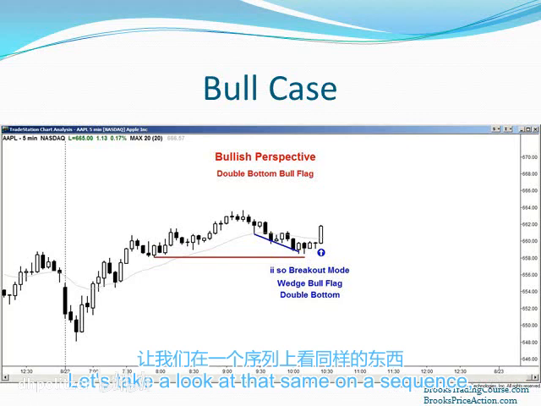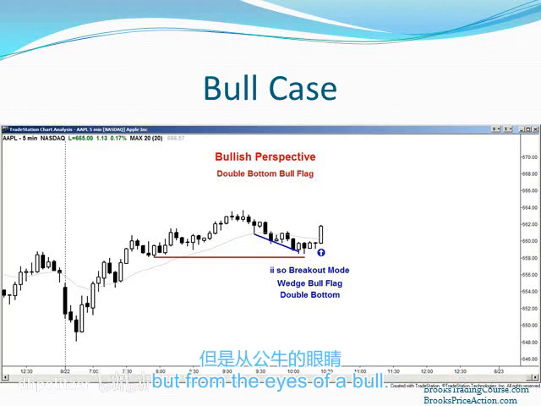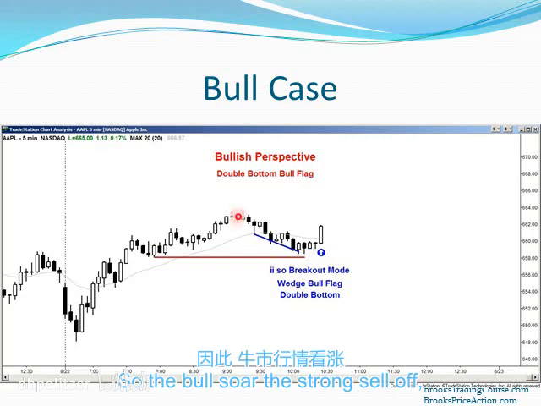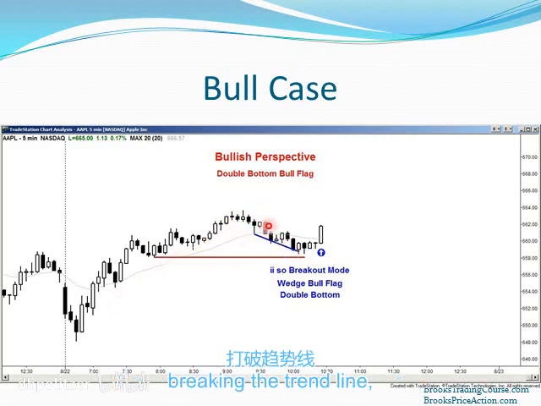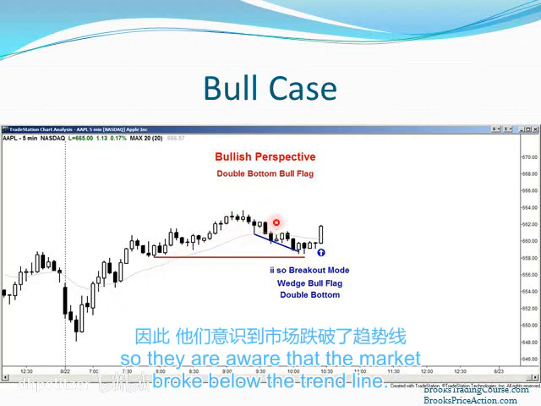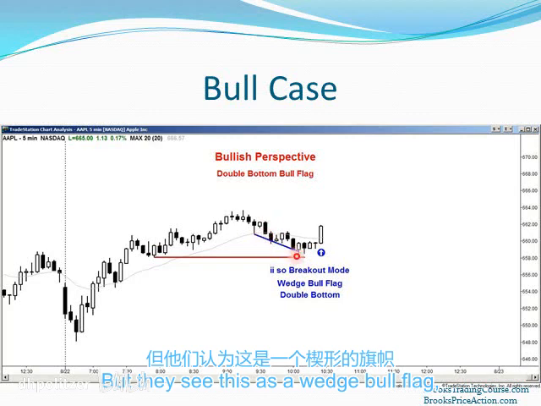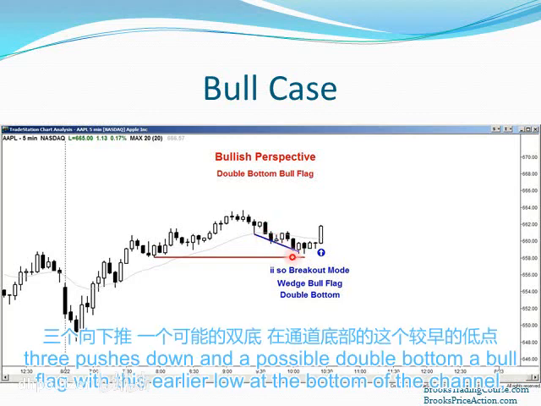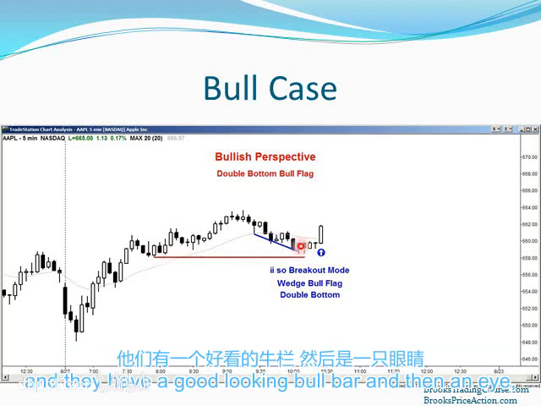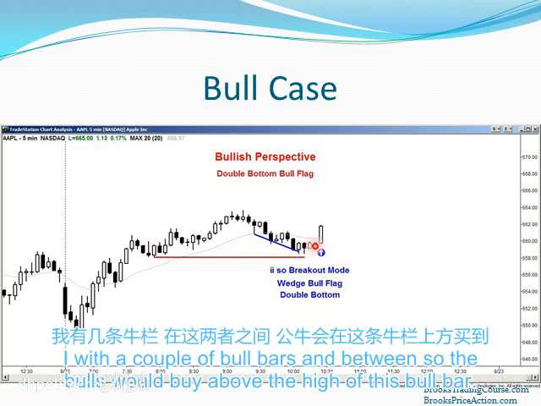Let's take a look at that same sequence, but from the eyes of a bull. So the bulls saw this strong sell-off breaking the trend line, so they're aware that the market broke below the trend line, but they see this as a wedge bull flag, 3 pushes down, and a possible double bottom bull flag with this earlier low, the bottom of the channel. And they have a good looking bull bar, and then an II, a bull II. It's actually an III with a couple bull bars in between.